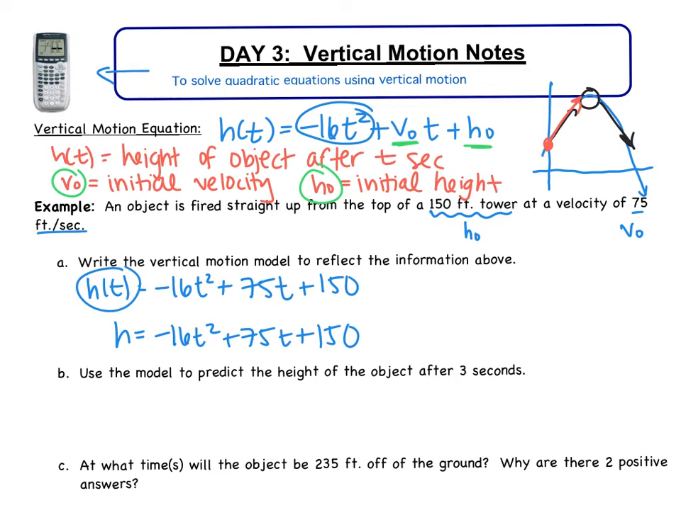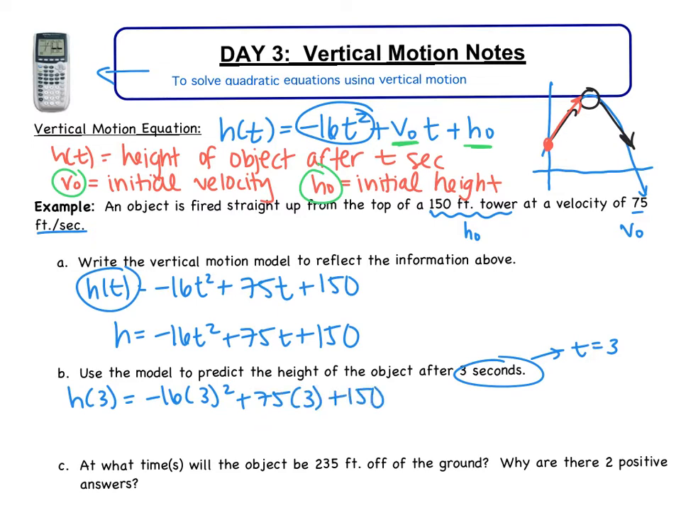So then in part B, use the model to predict the height of the object after 3 seconds. 3 seconds, that's our t. So we want to know what is the height after 3 seconds. So we're going to plug in a 3 for t. So we get negative 16 times 3 squared plus 75 times 3, add 150. Okay, this is why I told you that you should get a calculator. If you plug all that into your calculator, you're going to get a height of 231 feet. So after 3 seconds, this object is going to be at 231 feet.